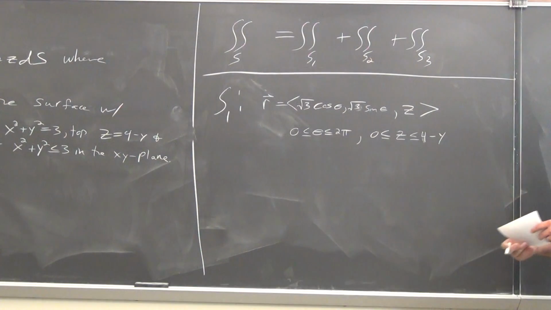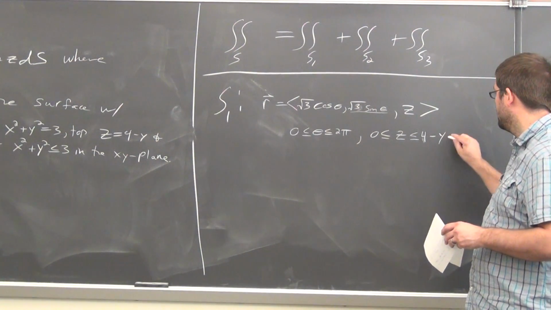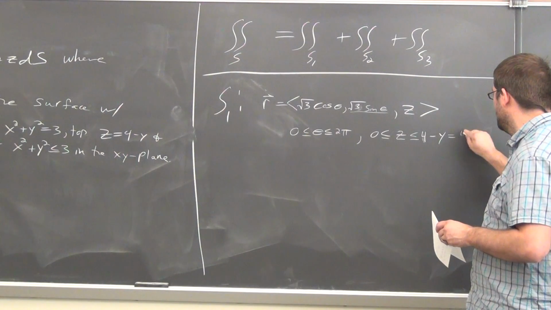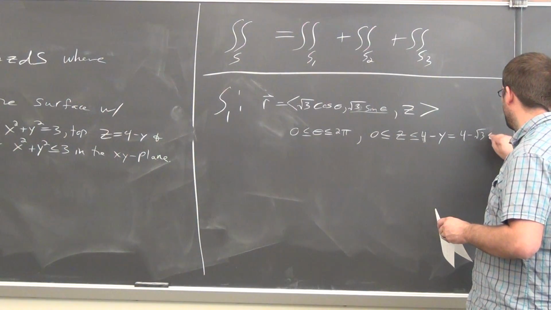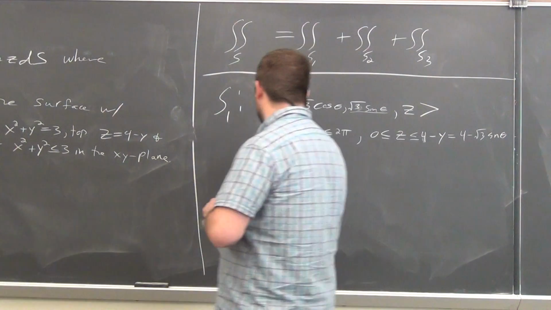Y, in this case, what is y? Root 3 sine theta. So y is this, right? Root 3. So I'll just squeeze it in: 4 minus root 3 sine theta. Does that make sense? So those will be your bounds on this one. So maybe we'll just go ahead and do this integral as long as we're here.